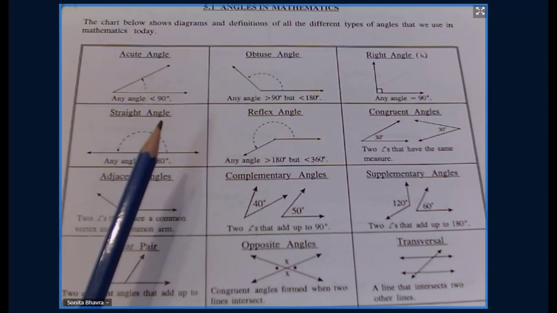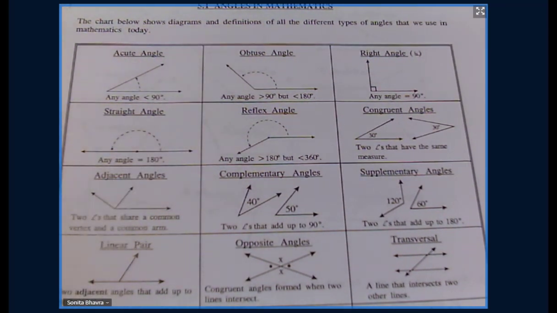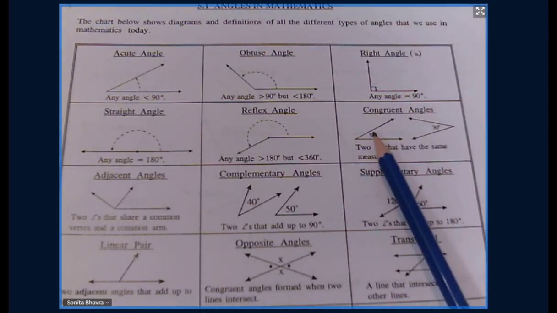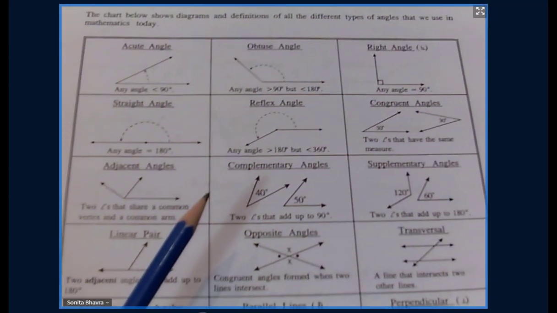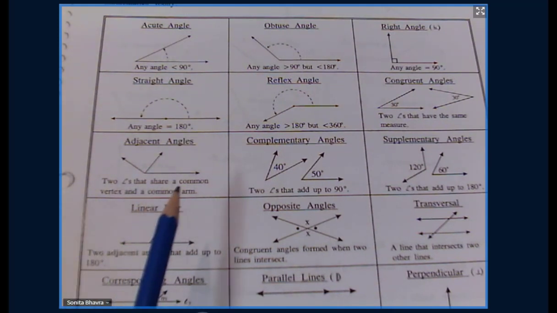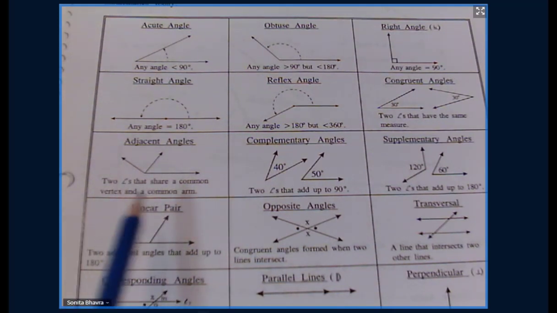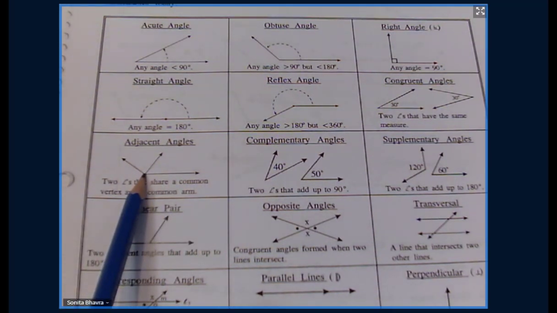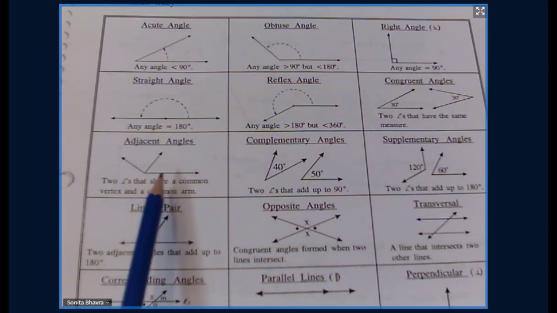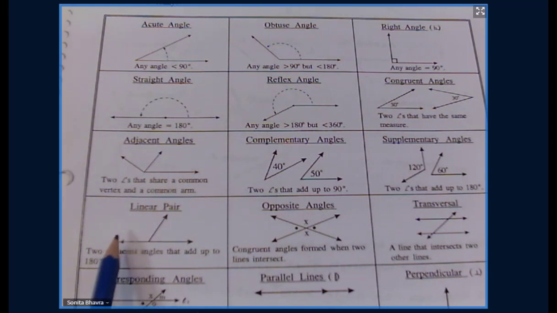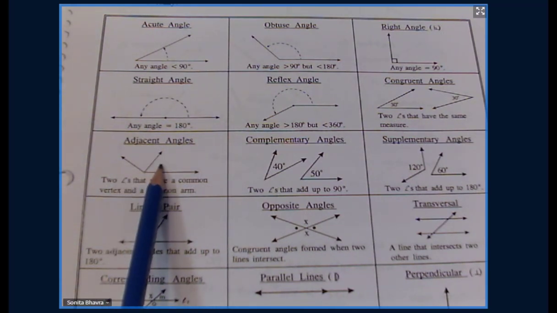Congruent angles, congruent meaning they'll have the same measure. So here we've got two angles here. They are congruent, so they are both 30 degrees. Adjacent angles will be two angles that share a common vertex. So the vertex would be right here, and a common arm, right? So they share a common arm like this. All right, so the two adjacent angles would be here and here.